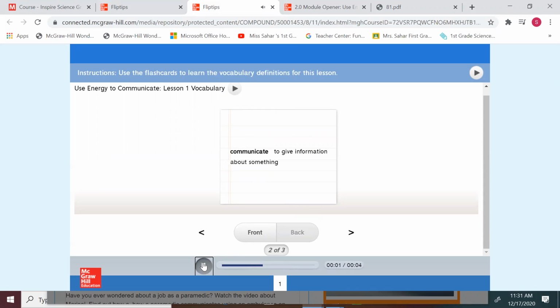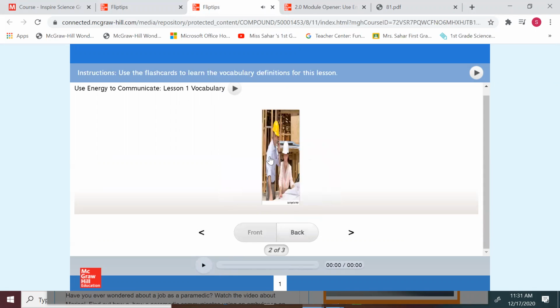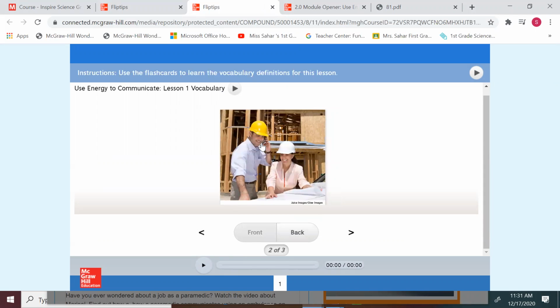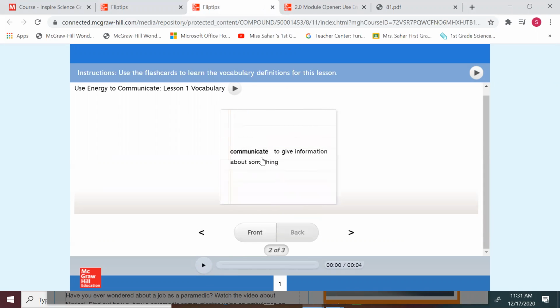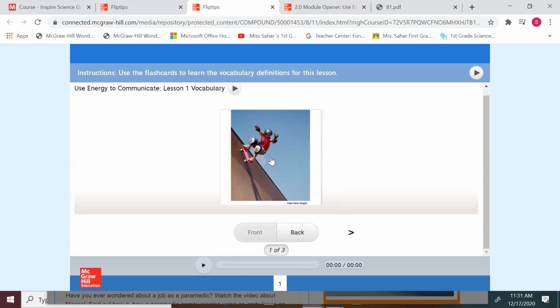Communicate, to give information about something. As we see here, people are using a cell phone or device as a way to communicate with others. So the word for this lesson is communicate. Communicate, to give information about something.